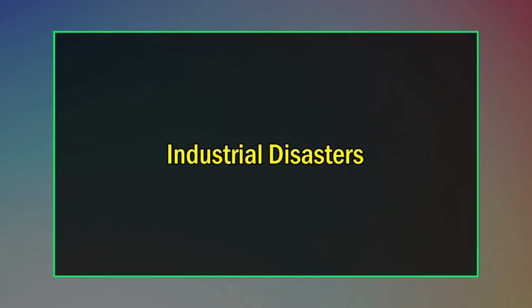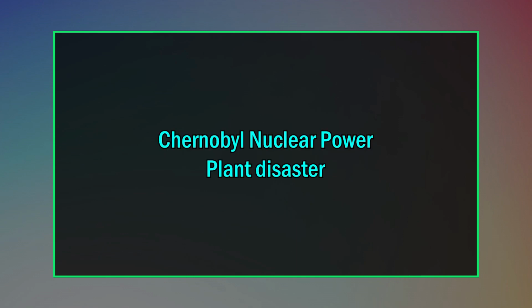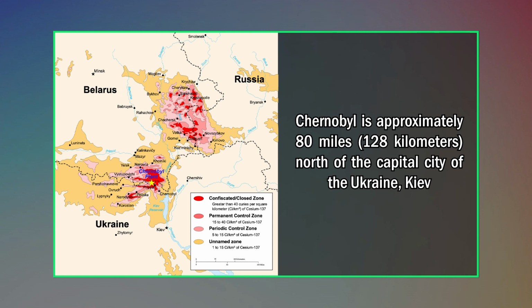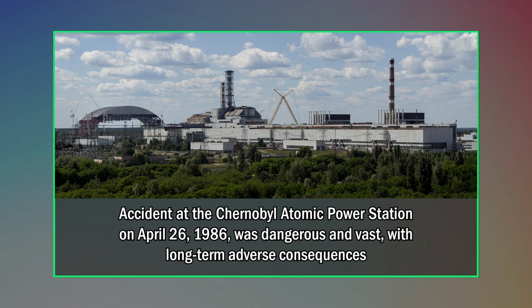Industrial disasters. Chernobyl nuclear plant disaster. Chernobyl is situated in the north of Ukraine, formerly part of the USSR. Chernobyl is approximately 80 miles, or 128 kilometers, north of the capital city of Ukraine, Kyiv. The accident at the Chernobyl atomic power station on April 26, 1986 was dangerous and vast, with long-term adverse consequences.